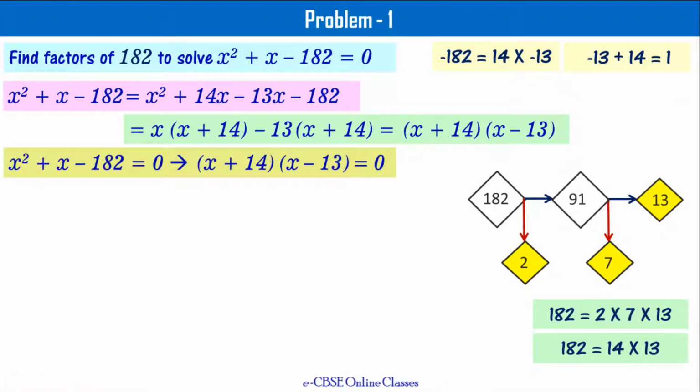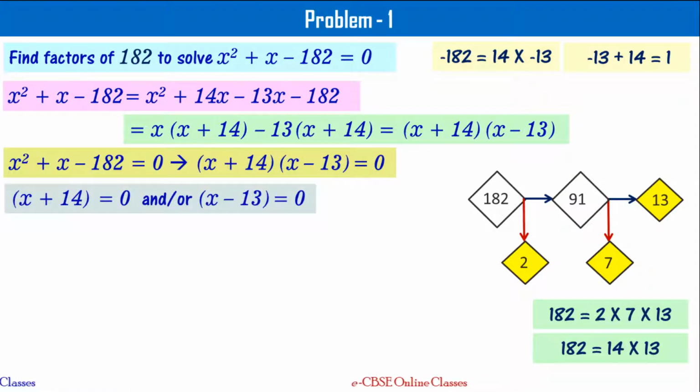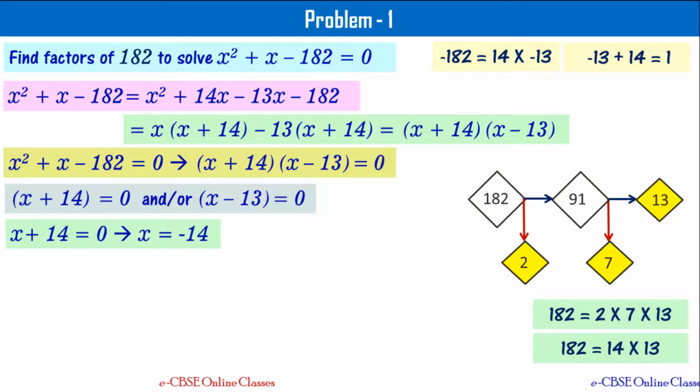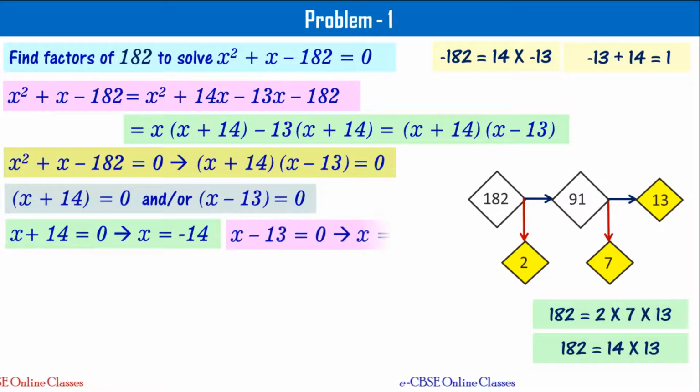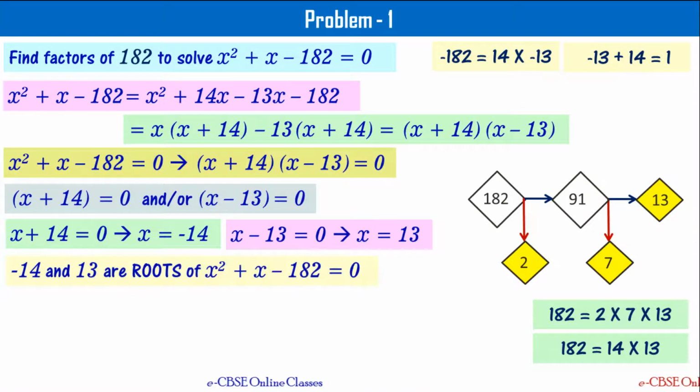x square plus x minus 182 equal to 0 now can be written as (x plus 14) times (x minus 13) equal to 0. This particular equation holds true only when x plus 14 equal to 0 or x minus 13 equal to 0, right? x plus 14 equal to 0 means x is going to be minus 14. x minus 13 equal to 0 means x is going to be 13, right? Now we can say that minus 14 and 13 are the roots of x square plus x minus 182 equal to 0. This particular equation given, right? So let's take a note of that.